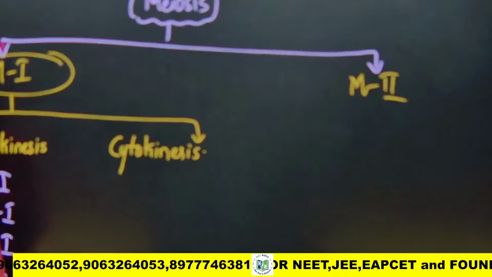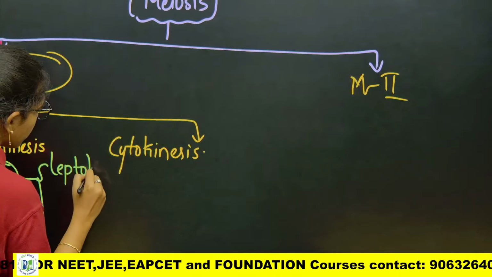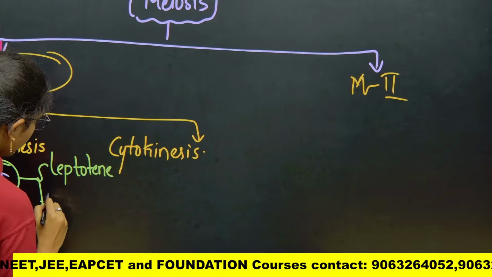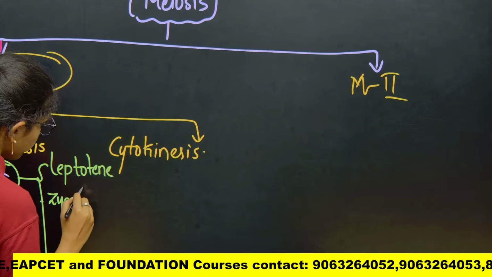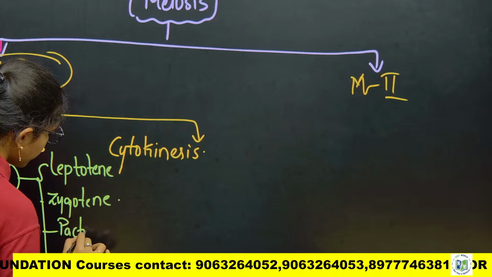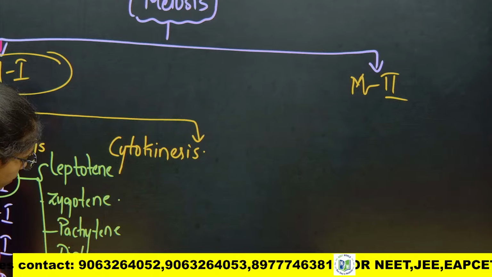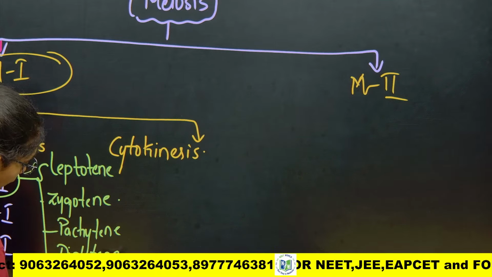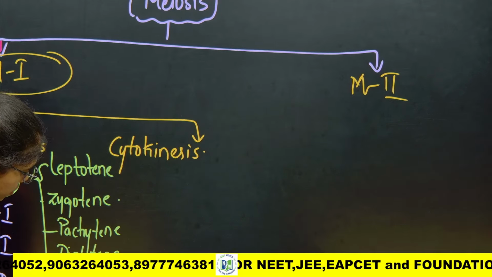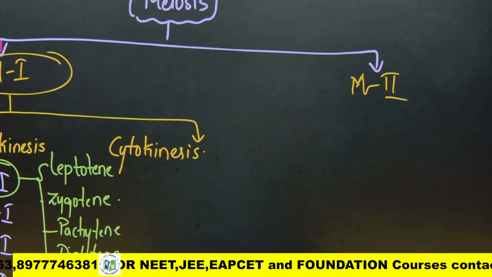So what are these 5 major substages of Prophase 1? They are leptotene, zygotene, pachytene, diplotene and diakinesis. These are the 5 substages of Prophase 1.